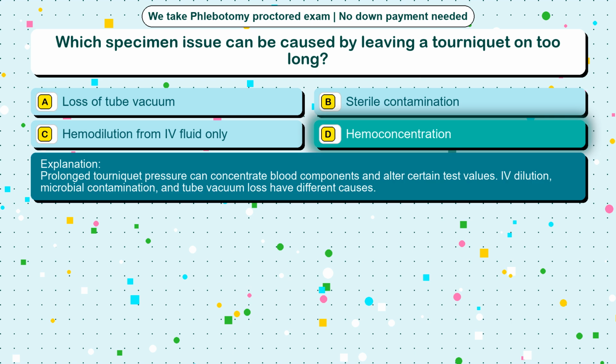Hemoconcentration. Prolonged tourniquet pressure can concentrate blood components and alter certain test values. Hemodilution, microbial contamination, and tube vacuum loss have different causes.